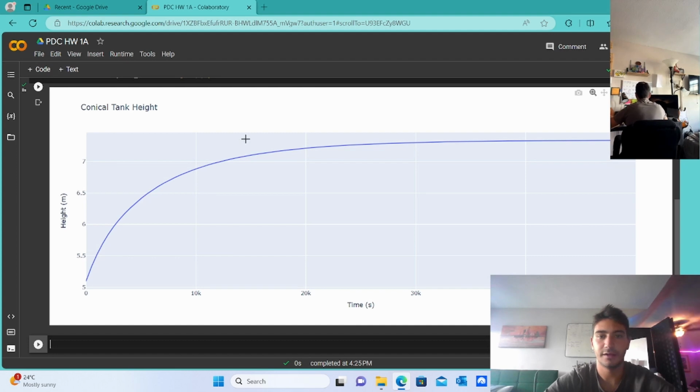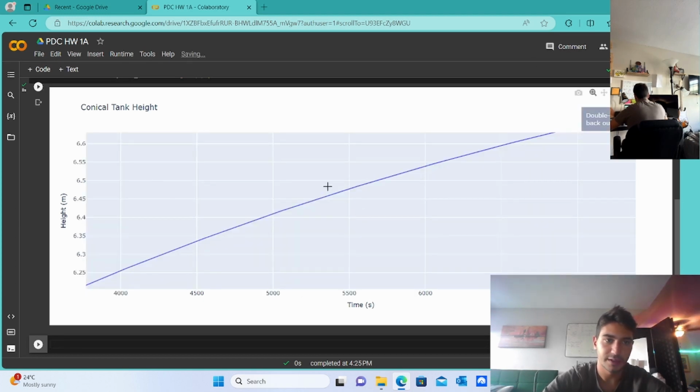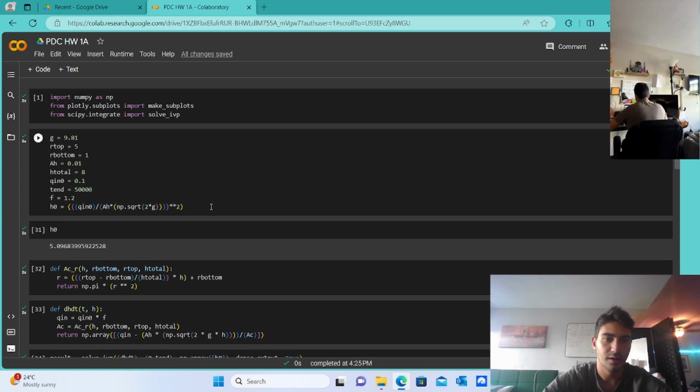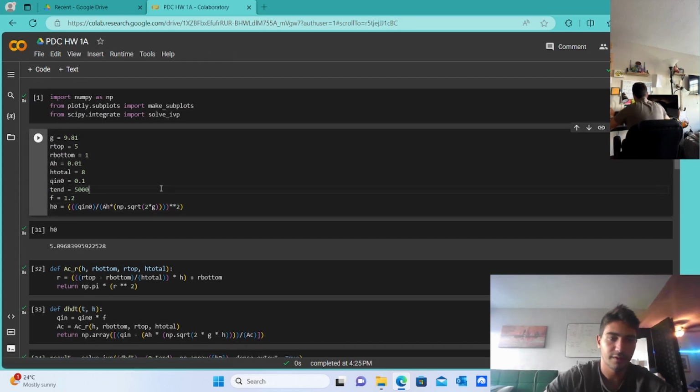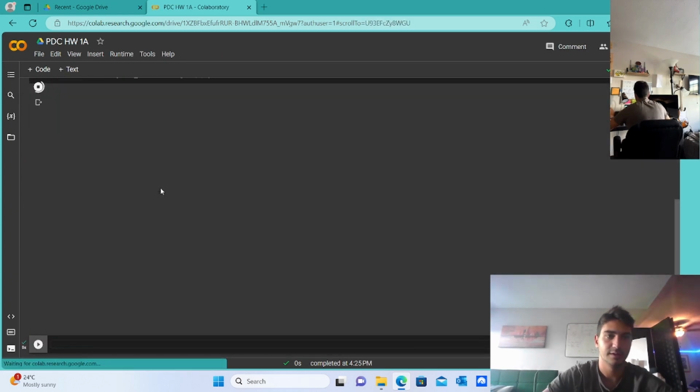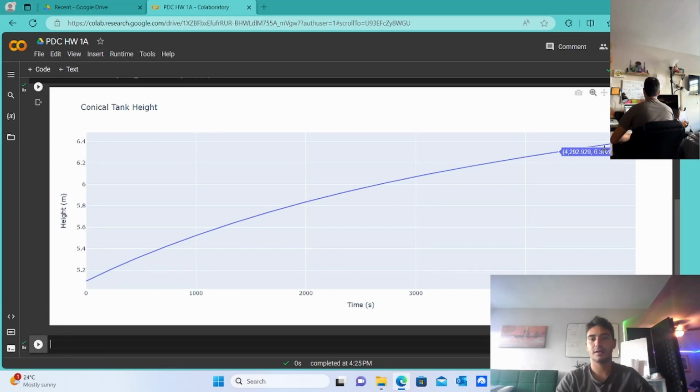We see that it finally reaches its steady state a lot easier than if we had 5,000 instead of 50,000. But this is what we were looking at, up to 5,000. This is where it plateaus around there. Let's run back to 5,000 just for last time's sake. This is what it looked like. But we saw that as it reaches over 20,000 seconds, it finally reaches that steady flow state.